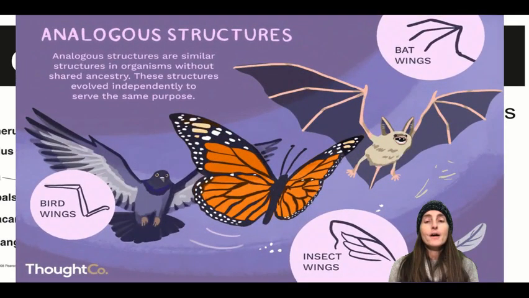Finally, if you're going to talk about homologous structures, as in structures that are the same because they're related, you've got to talk about analogous structures: a meaning no or not, logos meaning related, structures.